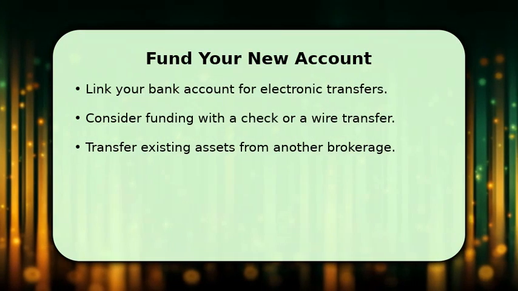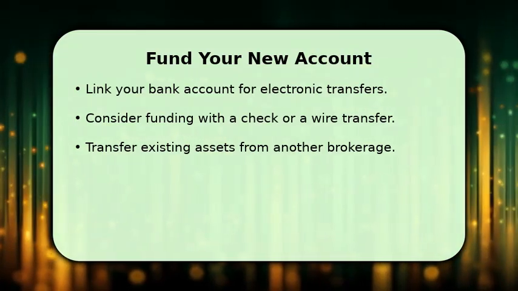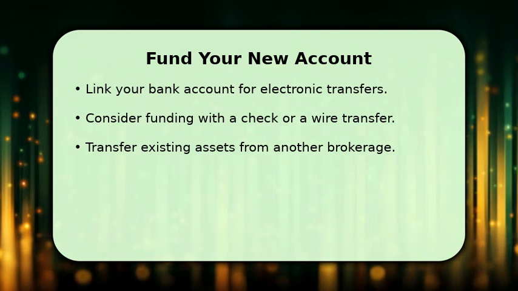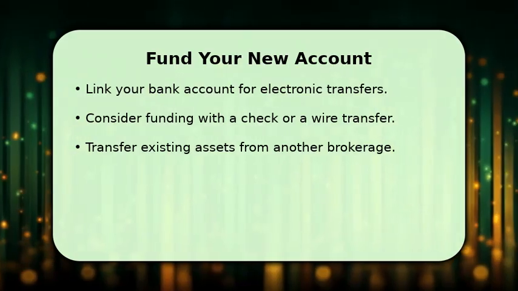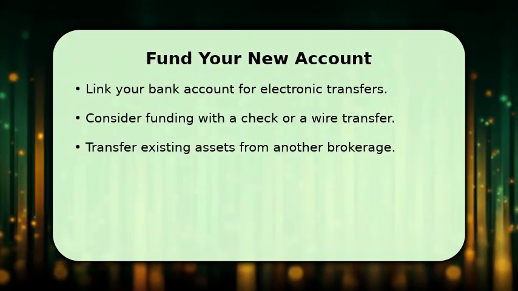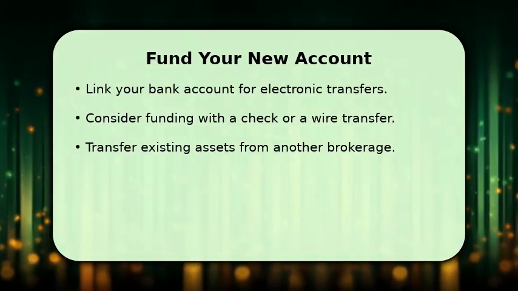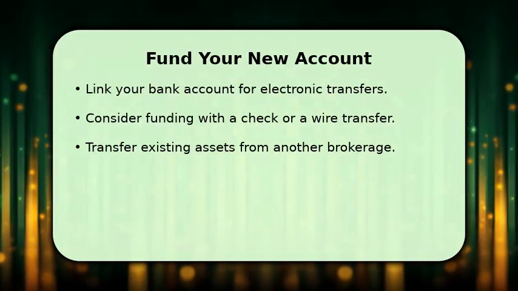Once your account type is selected, it's time to fund it. You can easily link your bank account for electronic transfers, which is often the quickest method. Other options include mailing a check or initiating a wire transfer. If you're transferring an existing account from another brokerage, Charles Schwab can help facilitate that process. Funding typically takes a few business days to complete.